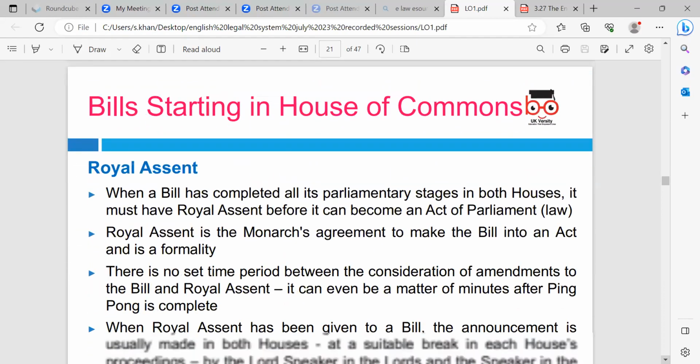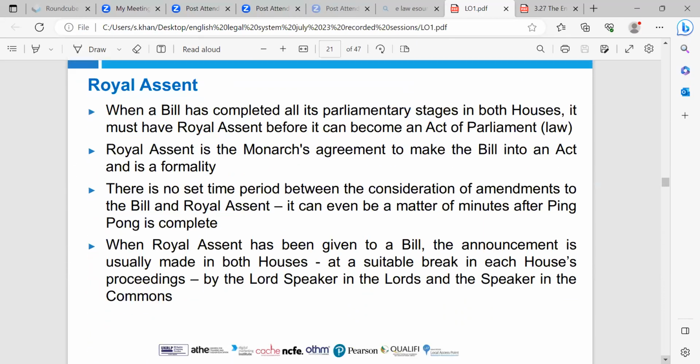Royal assent. And this is the final stage. When a bill has completed all its parliamentary stages in both houses, it must have royal assent before it can become an Act of Parliament, which is a law. Royal assent is the monarch's agreement to make the bill into an act and is a formality. There is no set time period between the consideration of amendments to the bill and royal assent. It can even be a matter of minutes after ping pong is complete.